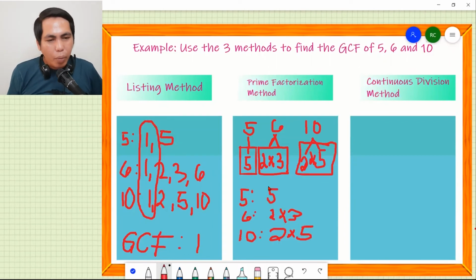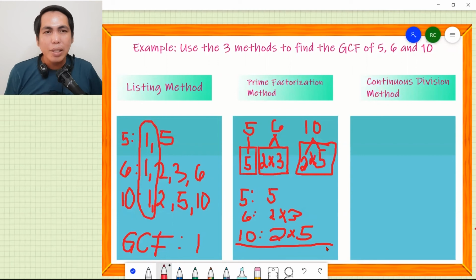If we look at our prime factorizations for 5, 6, and 10, we don't have a common prime factor because 2 is again common only to 6 and 10, while 5 is only common to 5 and 10. In other words, since we don't have a common prime factor, but we know that 1 is a factor of any number, so automatically our GCF is 1.